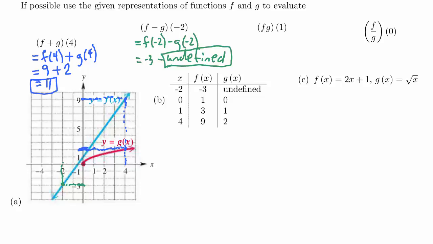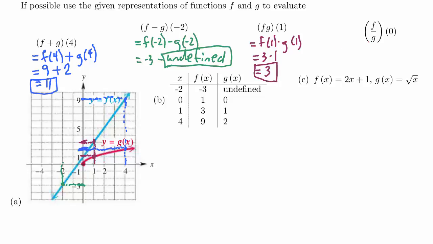Now let's look at f times g of 1. Well, that means f of 1 times g of 1. And again, I go to 1, and then I go up until I see the f function, and then I go back. And that is 3 times g of 1. I hit it right there and I go back. That is 1. So that gives me 3 times 1, which is 3.